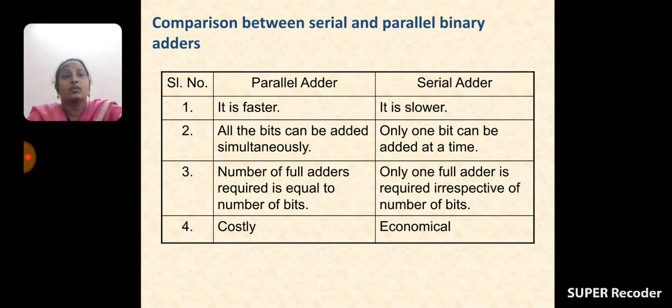In the serial adder, only one bit can be added at a time. In the parallel adder, the number of full adders required is equal to the number of bits. In the serial adder, only one full adder is required irrespective of the number of bits. The parallel adder, because of the larger number of full adders, becomes costly, while the serial adder becomes very slow. Is it clear? So these are the differences between the serial and parallel adder.